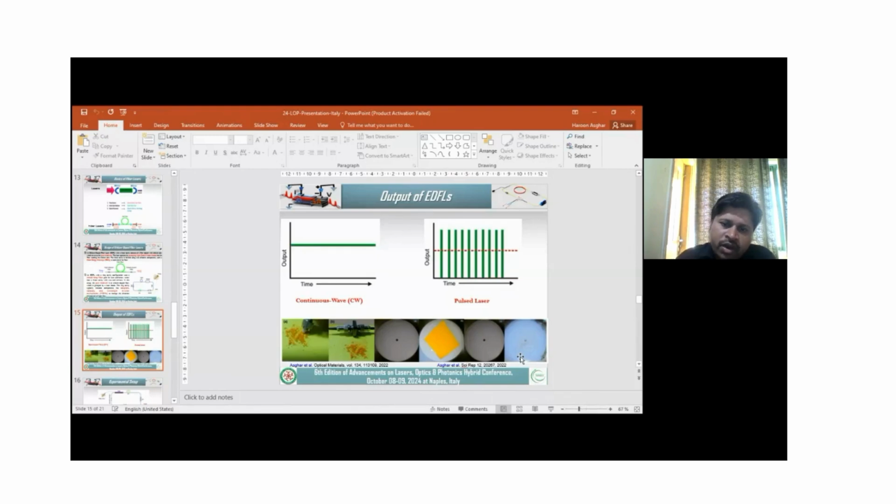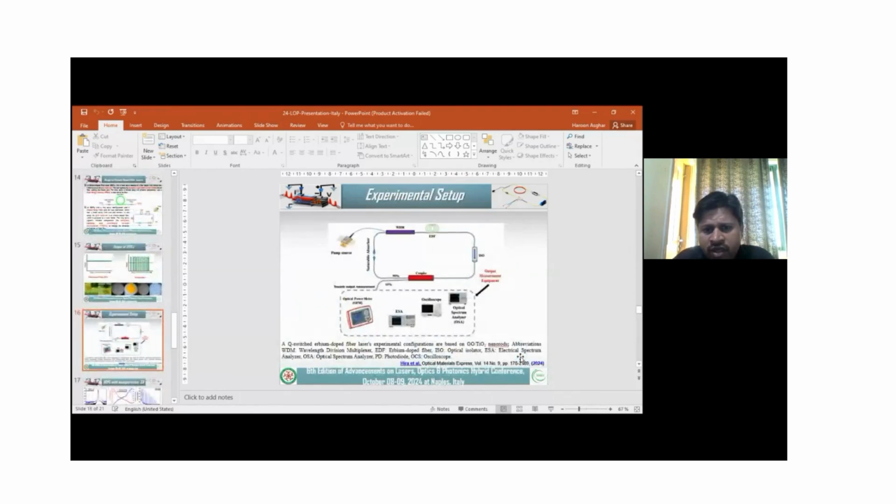So we use these characteristics, and we propose this cavity to investigate the pulsed mode of our erbium doped fiber laser. This cavity was formed by using a pump source, then a WDM, and an optical isolator, which stops feedback reflection, then a coupler. A part of it was reflected back into the cavity, and a part goes for analysis, with a power meter, spectrum analyzer, oscilloscope, and optical spectrum analyzer.